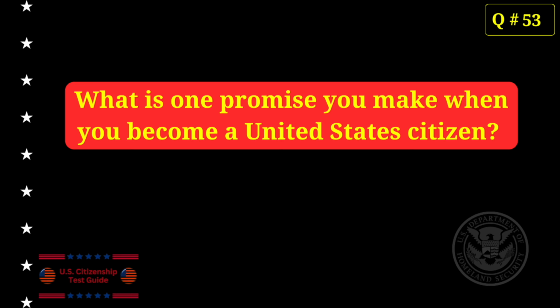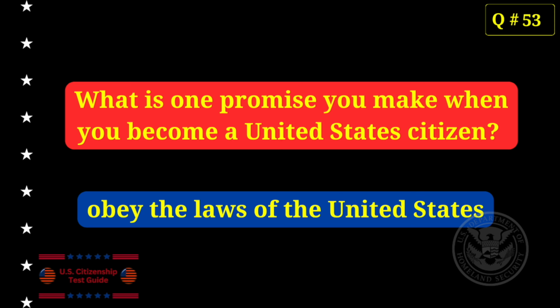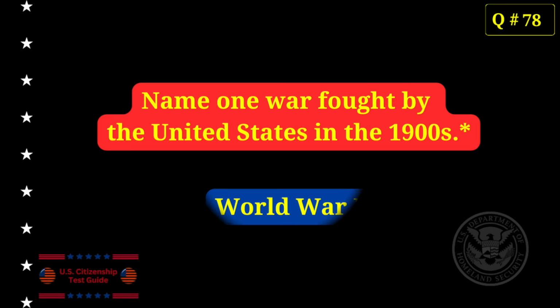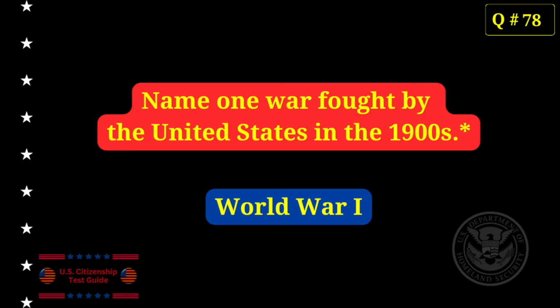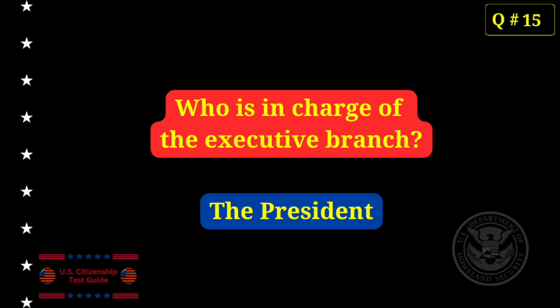What is one promise you make when you become a United States citizen? Obey the laws of the United States. Name one war fought by the United States in the 1900s. World War I. Who is in charge of the executive branch? The President.